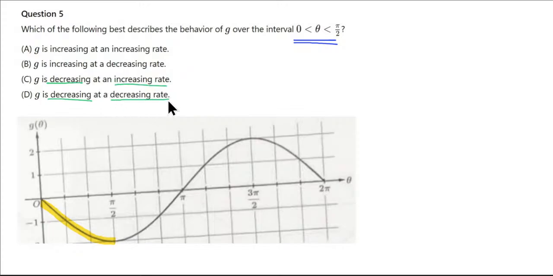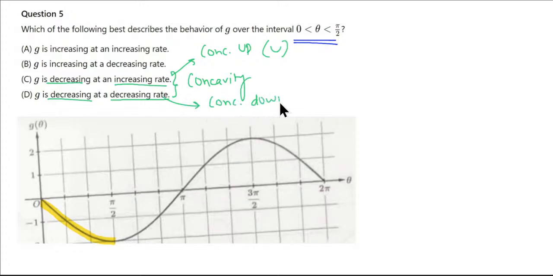But when they talk about rate, remember that's a fancy way of saying concavity, right? If they're talking about increasing rate, it means concave up or smiling face function. And if they are talking about decreasing rate, they are talking about concave down, which is frowning face function. And this is clearly a smiling face function. So we are going to say that this has increasing rate. So the answer has to be option C. Does that make sense? I hope it does. Any questions? Feel free to let me know.